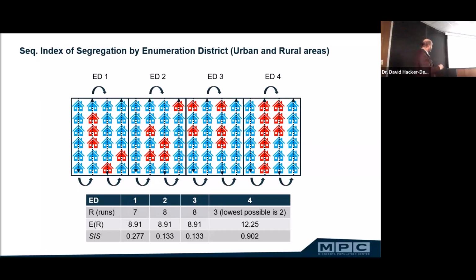This one has 8 runs. We get a slightly high, I'm sorry. That makes no sense to me. I must have done something wrong here. This number looks bad. And this enumeration district here has just 3 runs. The lowest possible is 2, of course, and it has a really high sequence index of segregation. That's the way you step through it.